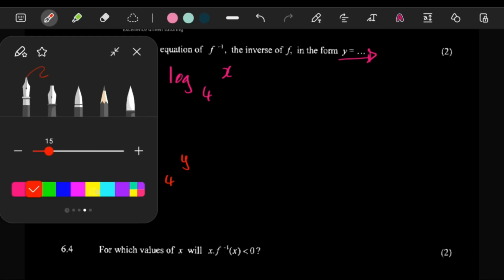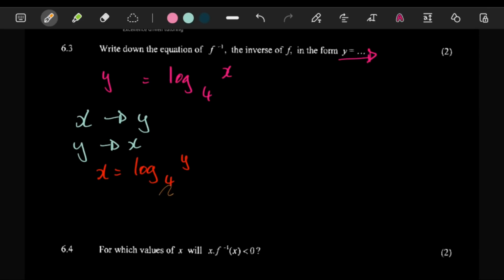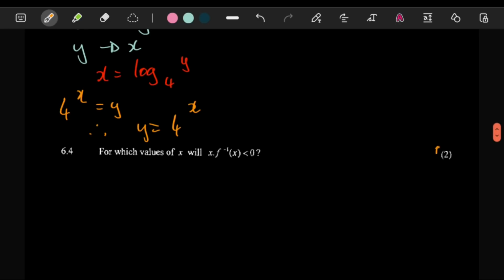Now with all that, you need to make y the subject of the formula. So this is base and then exponent, base, exponent, this is y. They said you should write it in the form y, but this is 100% fine, but let's just write y first.